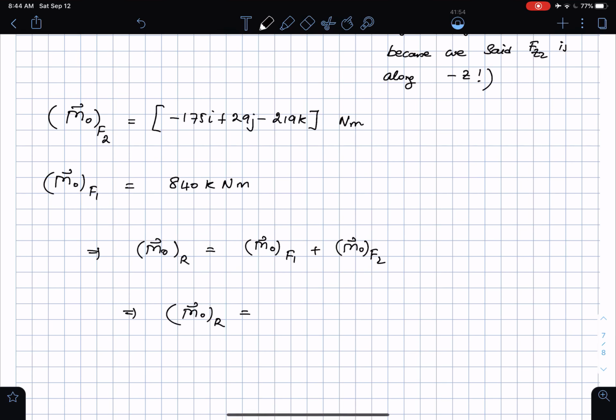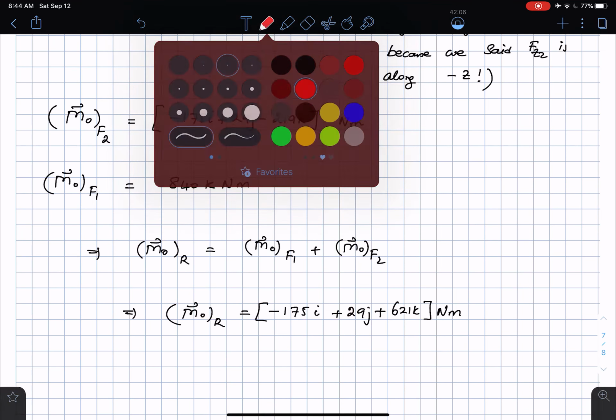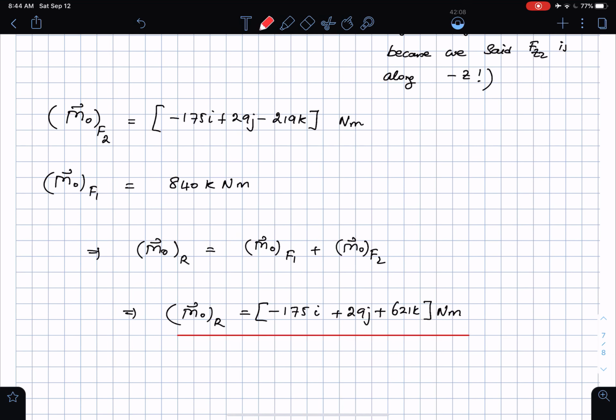If I do the addition, I'm going to end up getting minus 175i, and then 29j, and then plus 621k newton meters. And important point, the same answer as in the vector approach.